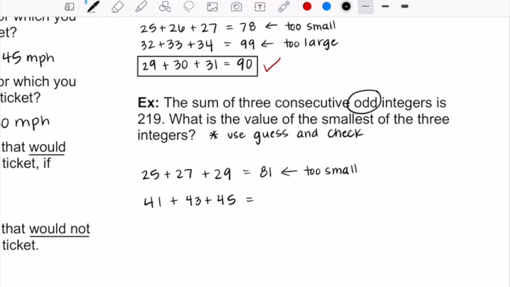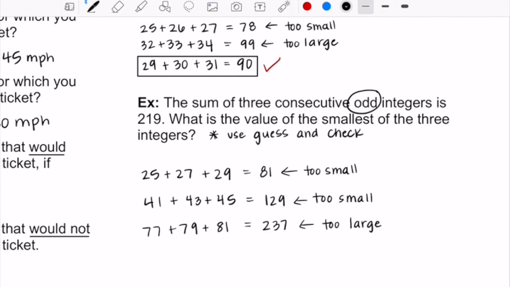When you add those ones up, you get 129. So you're moving in the right direction, but remember, you're trying to get 219, so these are still too small. So then you jump, and let's say you try 77 and 79 and 81. And so those numbers add up to be 237, but you only want yours to add up to be 219. So these ones here are too large.